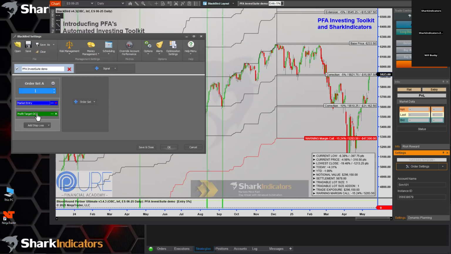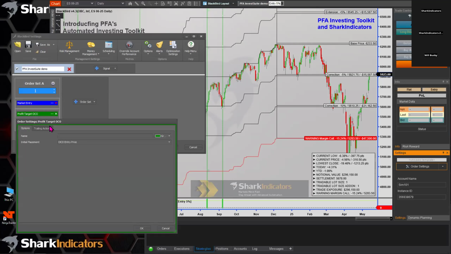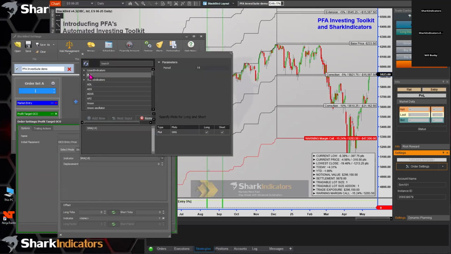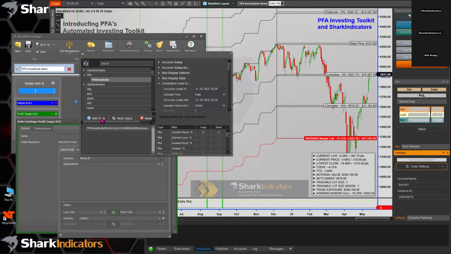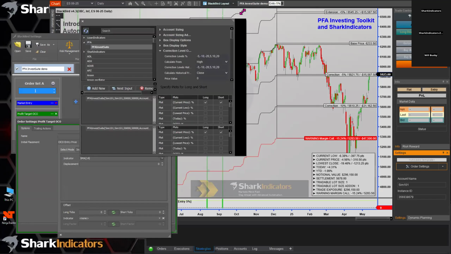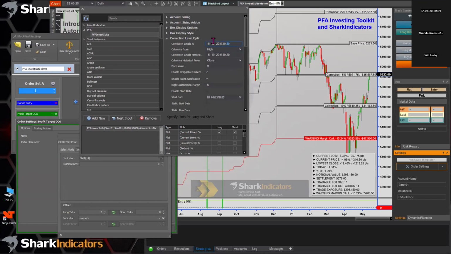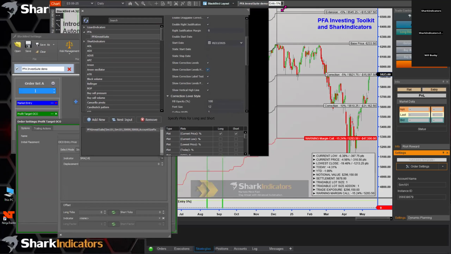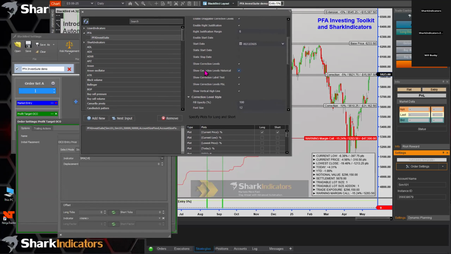We're going to create a custom profit target, and we're going to load in the Invest Suite indicator here. So just go into the initial placement, and we're going to switch this over to an indicator. And now we can pull in the Invest Suite indicator. Just like what we did with Bloodhound, if you're using custom levels there, you'll need to replace that. Then scroll down to the show correction levels historical, and we can stretch this open a little bit further. There we go. Now we can read the whole thing there.